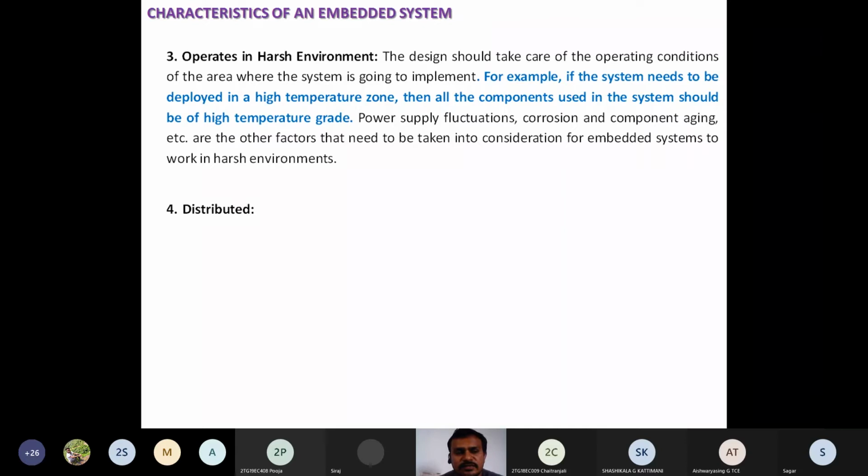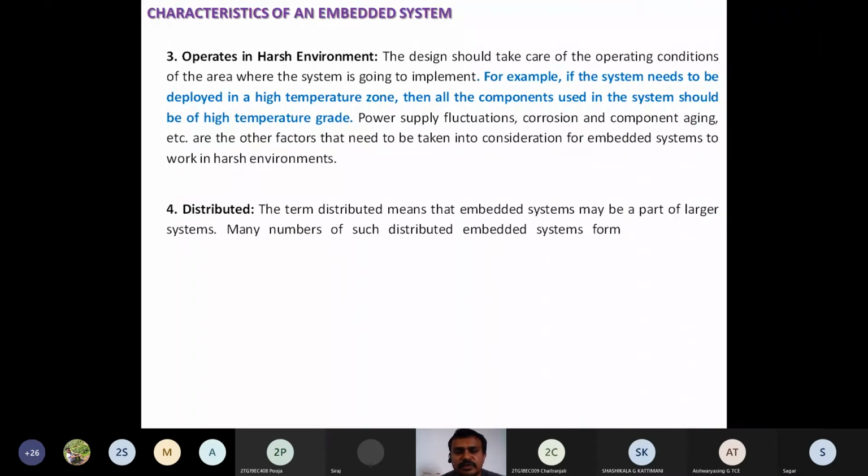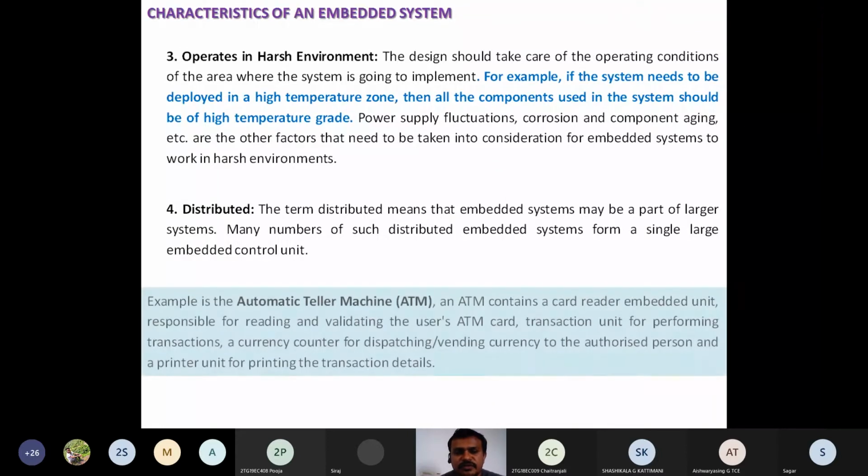And the fourth characteristic, as I said, is that it is a distributed one. So the term distributed means that an embedded system may be a part of a large system. It is not like that only one system is designed and it is performing all the tasks it is designed for. So it must be a distributed one. Many such distributed embedded systems form a single large embedded control unit. So an embedded system may be a part of the large embedded system or embedded control unit.